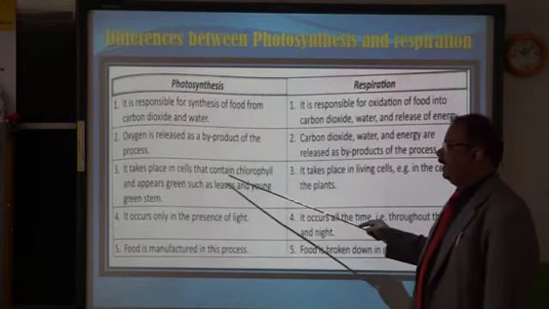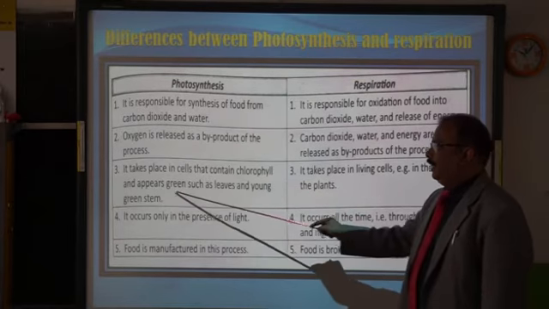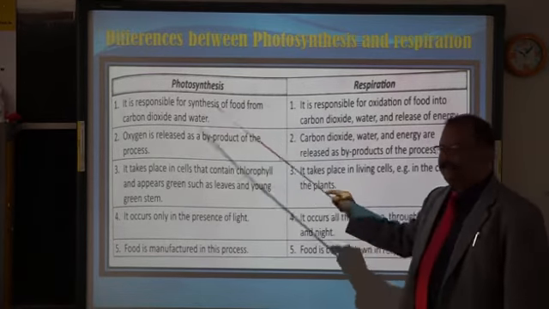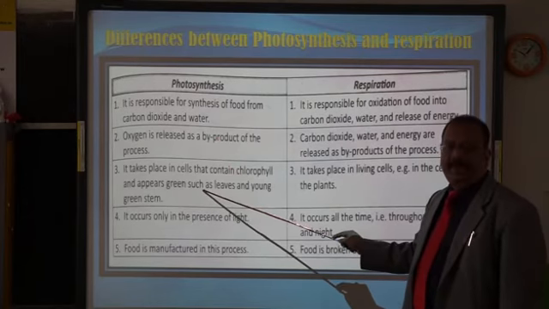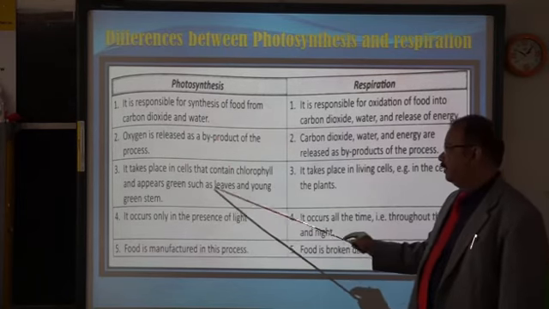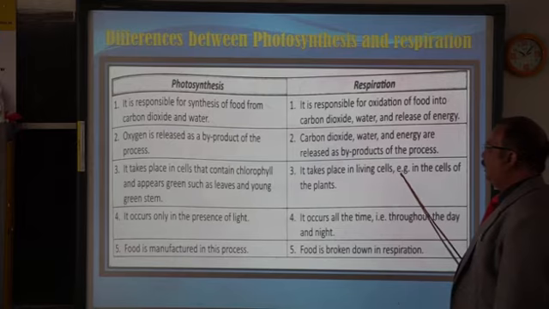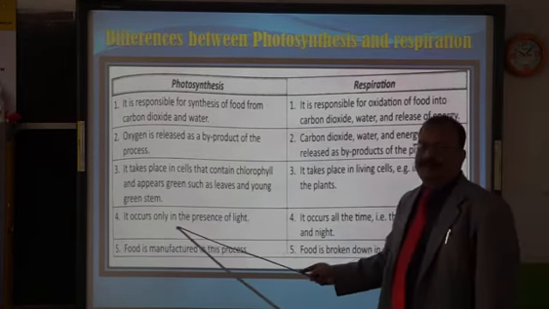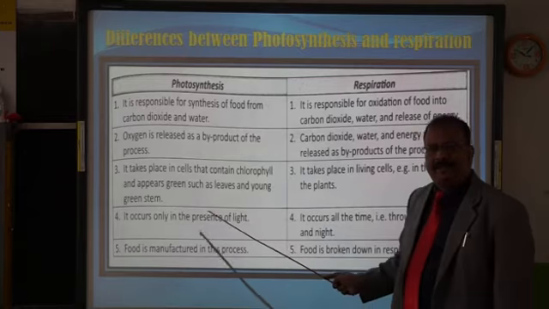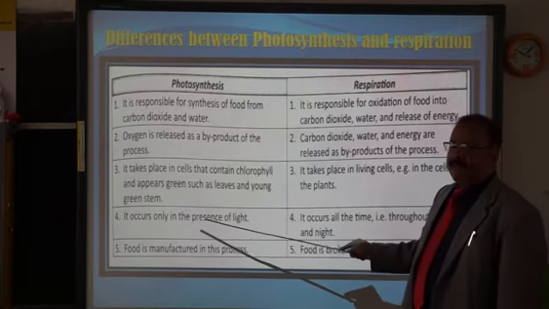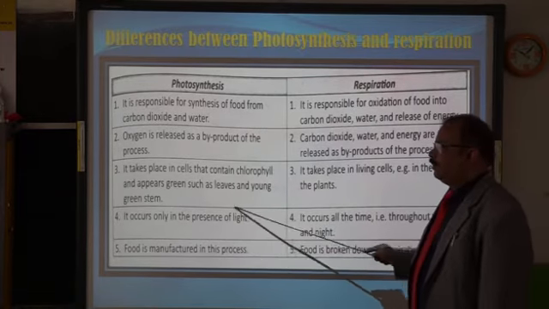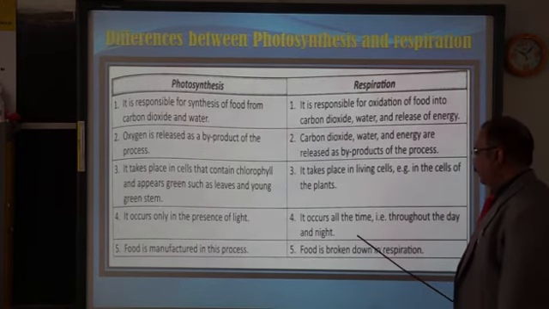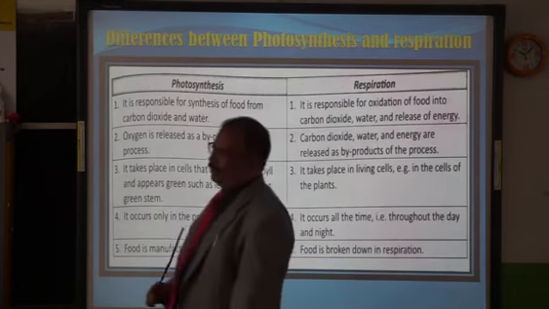Photosynthesis takes place in cells that contain chlorophyll and appear green, such as leaves and young green stems. It always takes place in the green parts of the plant, leaves and tender stems. But respiration takes place in all the living cells. Photosynthesis occurs in the presence of light. Light here means sunlight, as you know it is done during the daytime, so it requires sunlight. Respiration occurs all the time, throughout the day and night.